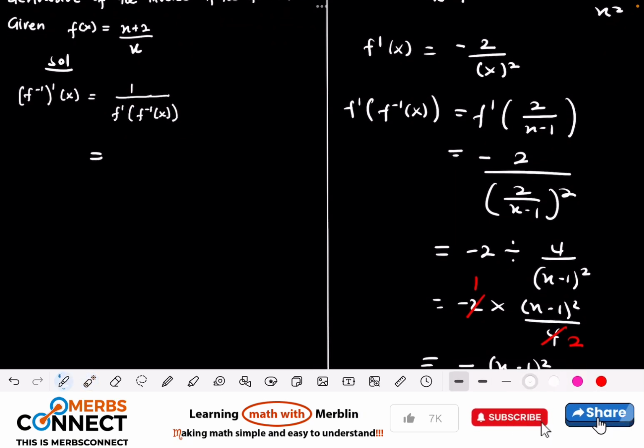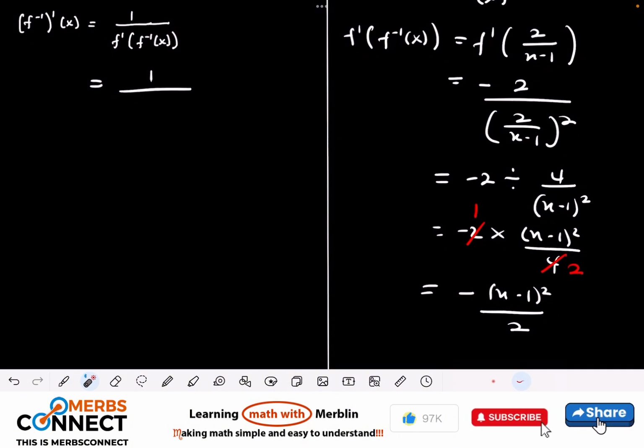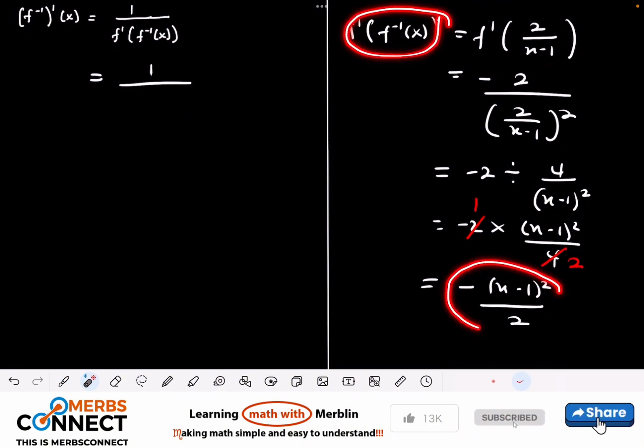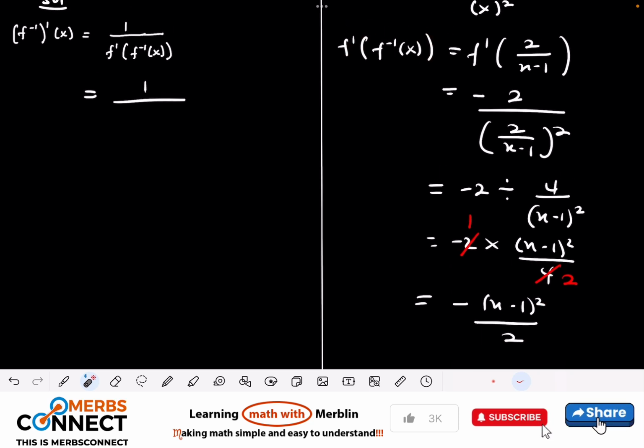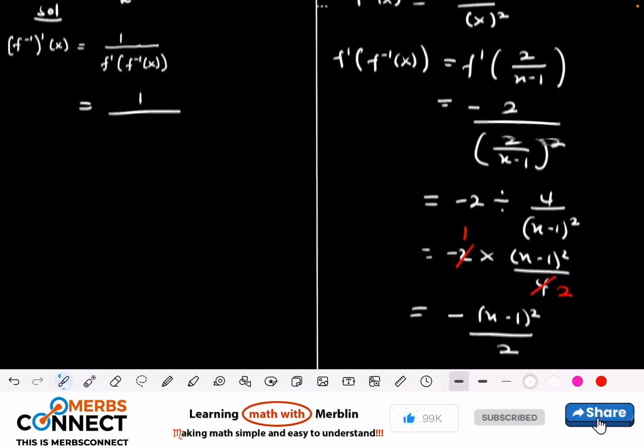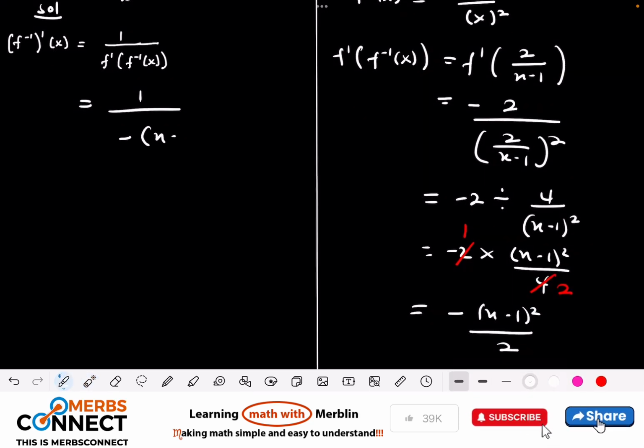This is going to be 1 divided by, what did we get for this? Okay, this is right here, and we had this guy here. Good. So we are going to have it to be negative (x minus 1) squared divided by 2.